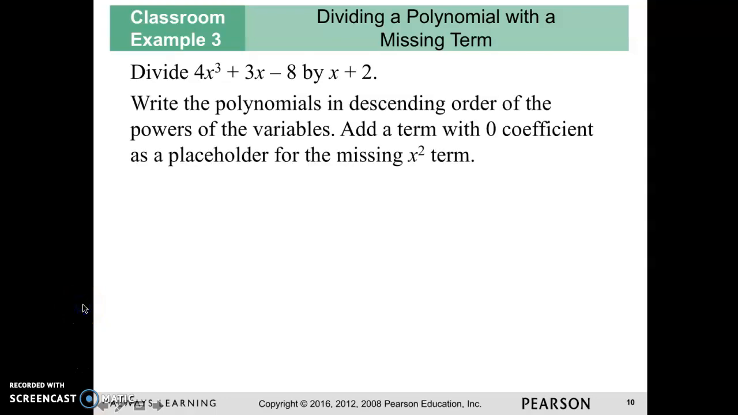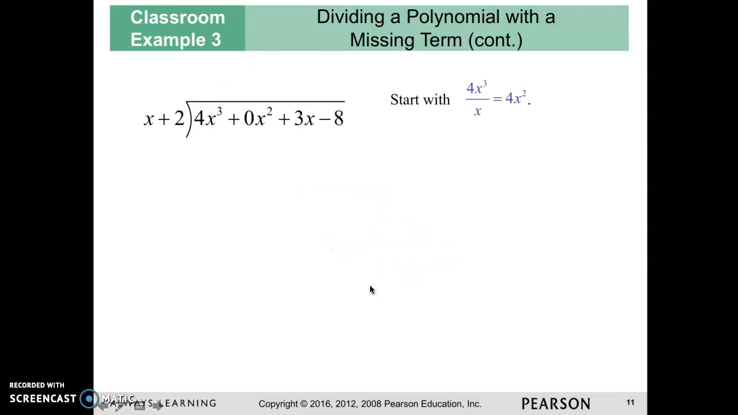So again, you're going to write the polynomials in this example in descending order, just the way it's written, and add a term of 0 as a placeholder for the missing term, which in this case is x squared, because you see you go from x cubed to x. This is a special case right here, so you will write it as such. And then start with 4x cubed divided by x. That's equal to 4x squared, right? 4x squared. Then you're going to multiply the 4x squared by what? And this goes right above the x squared. You multiply it by x plus 2.